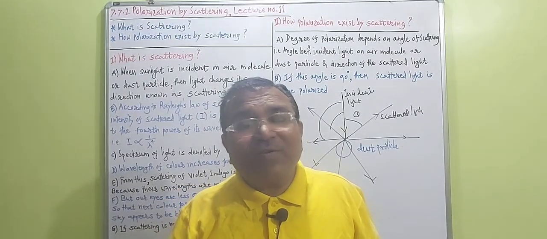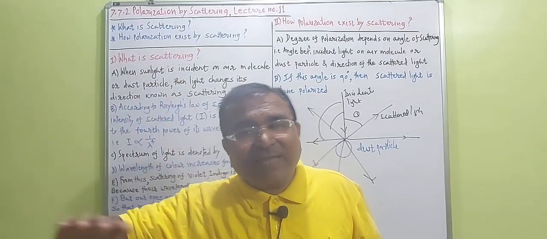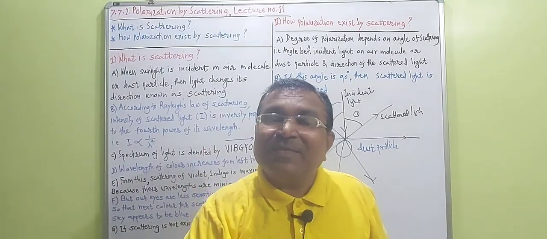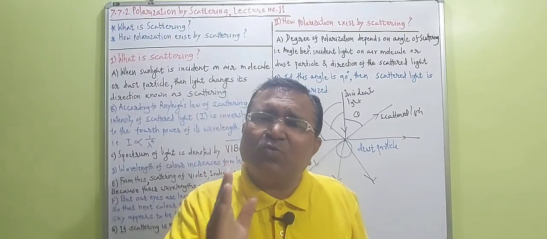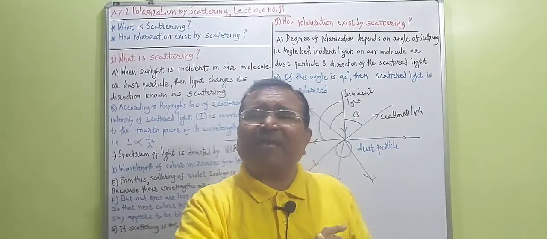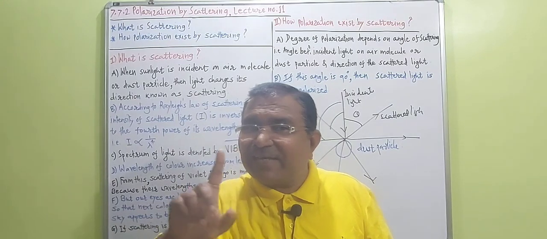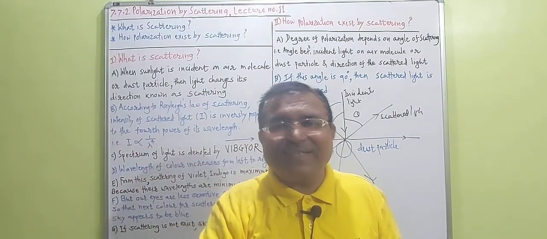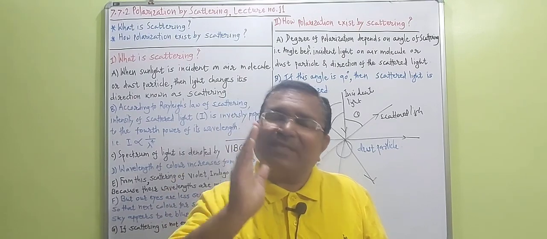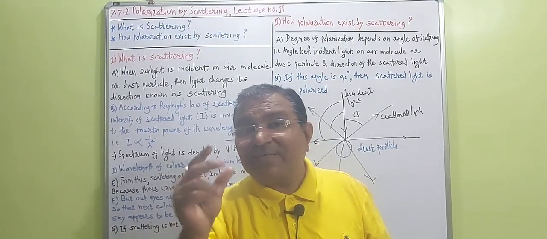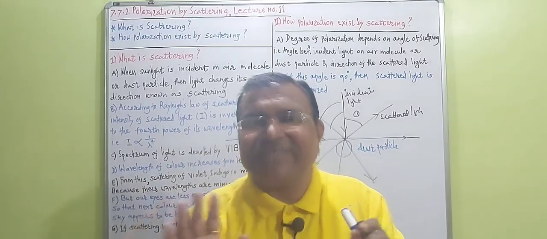We know, as in polarization by reflection, if the angle between incident light and direction of scattered light is 90 degrees, then light is fully polarized. The most important remark, dear students, you should remember to study this article: if the angle between incident light and direction of scattered light is 90 degrees, that is, if incident light and scattered light are perpendicular to each other, then we get fully plane polarized light. That's all.